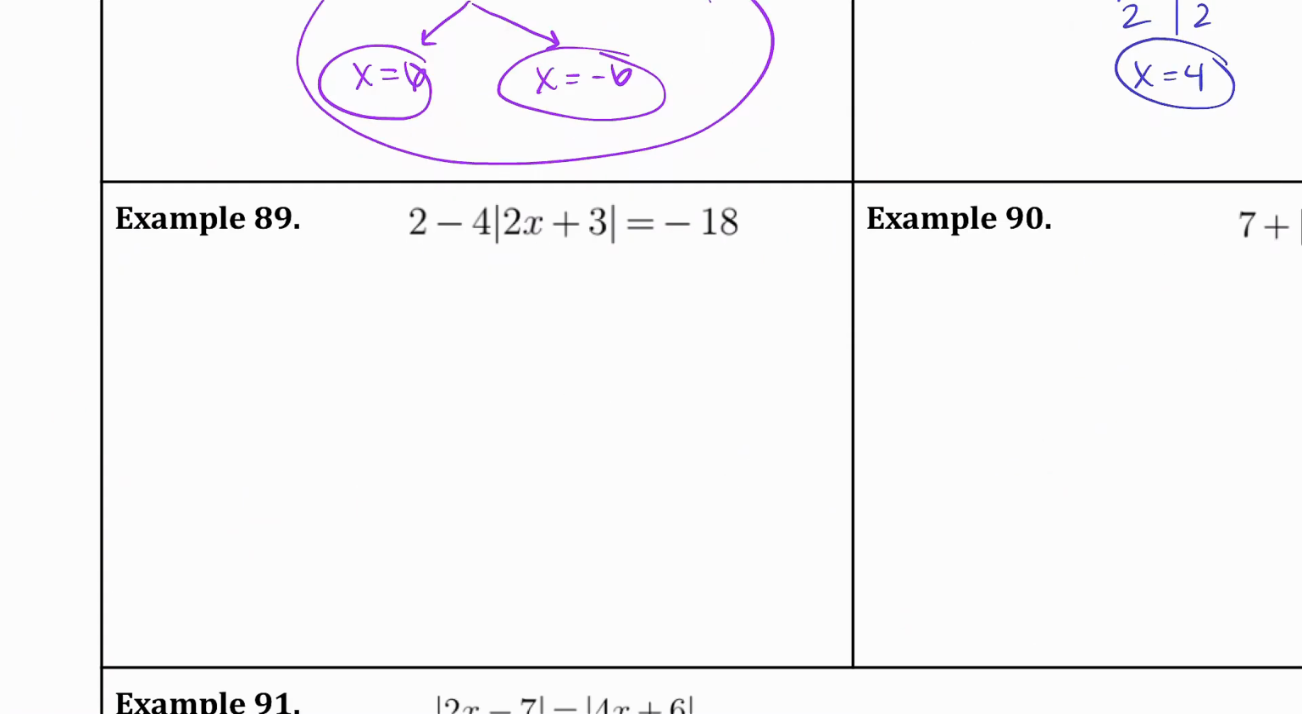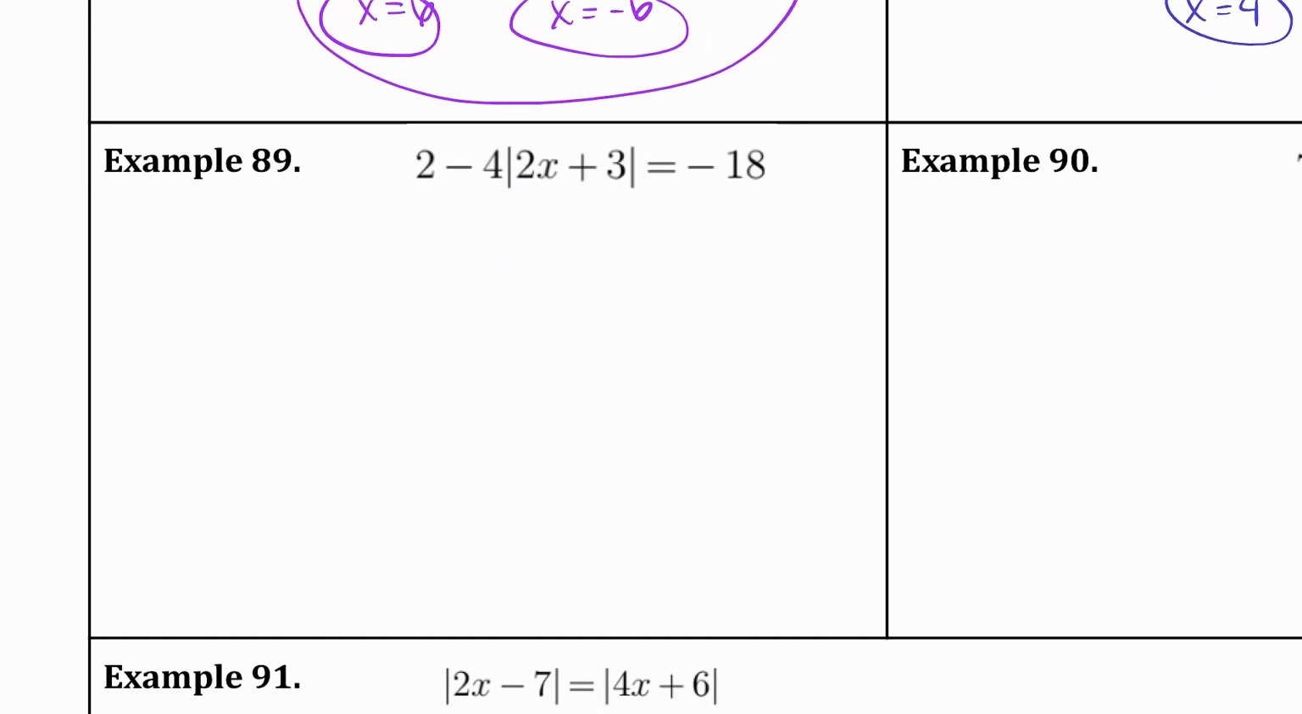Okay, looking at example 89, we've got a lot of isolating we need to do here before we can create our two cases. We've got 2 being subtracted, and we've got this negative 4 being multiplied by our absolute value. So let's think of what order we want to eliminate those in. I want to get rid of that positive 2 first, so I'm going to subtract 2.